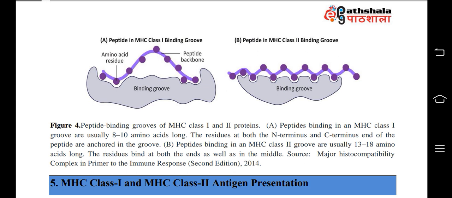Peptide in MHC class 1 binding groove: amino acid residues, peptide backbone, binding groove. Peptide in MHC class 2 binding groove is like this. So, peptide binding grooves of MHC class 1 and class 2 proteins.